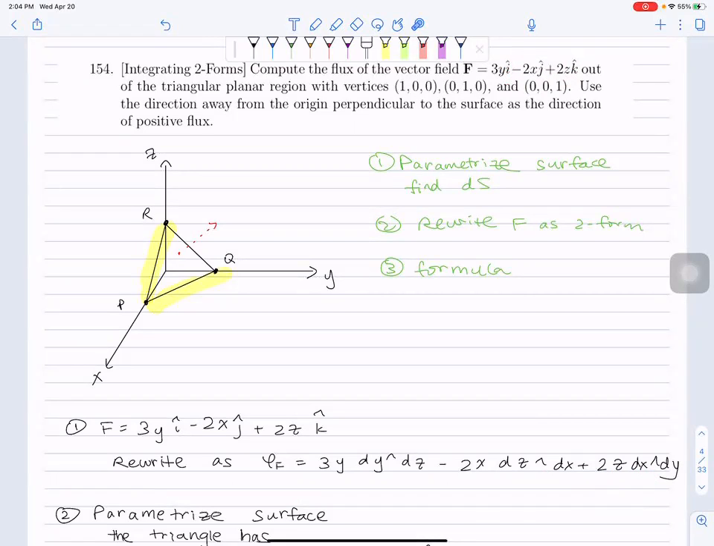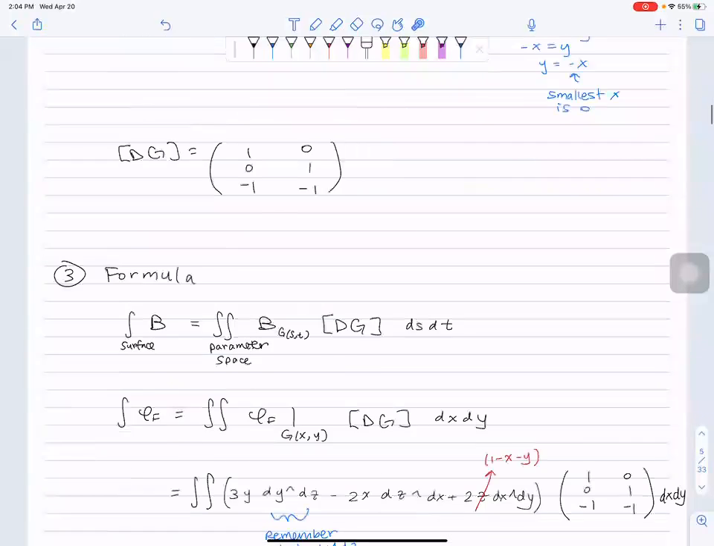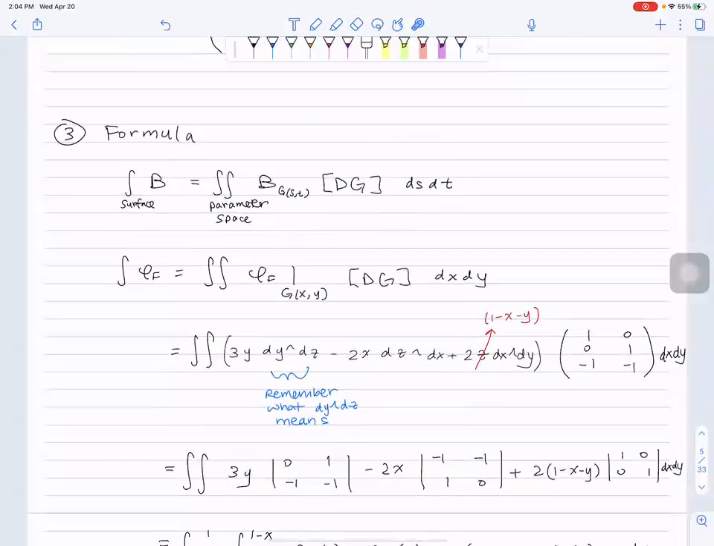And so now we can follow the formula. We have our 2-form, we have our parameterization with the derivative. What does the formula say? We want our 2-form to have our parameterization.